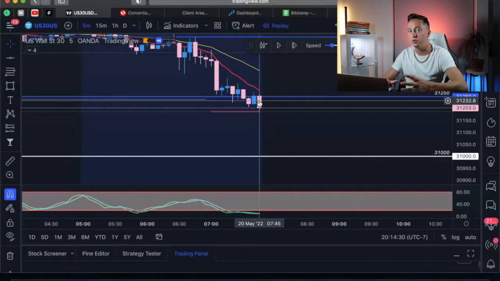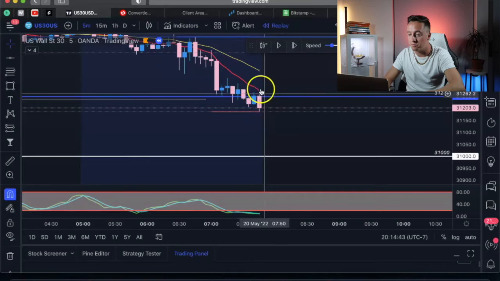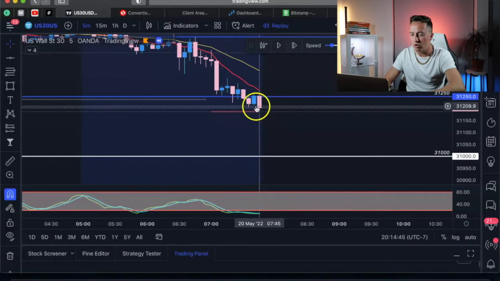So what I like to do is look for certain confluences. I want to see a reversal candle hitting that moving average and then rejecting it. That's going to give you a lot of tell signs. Also, I like to look for bearish or bullish engulfing. So we have a bearish engulfing right here that is a perfect setup.